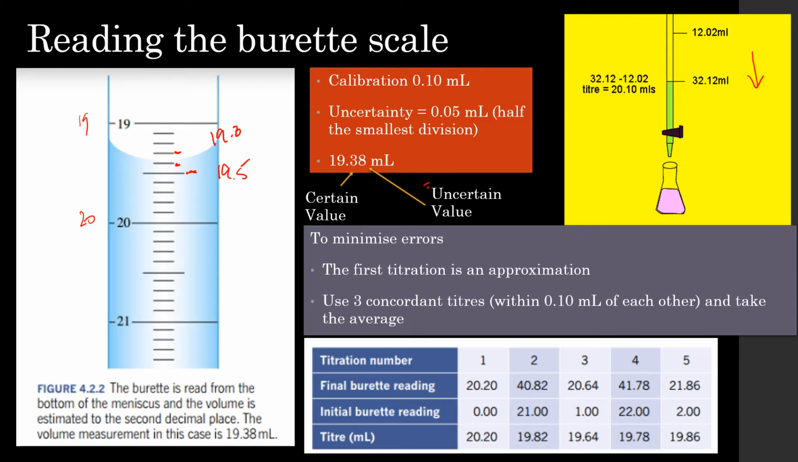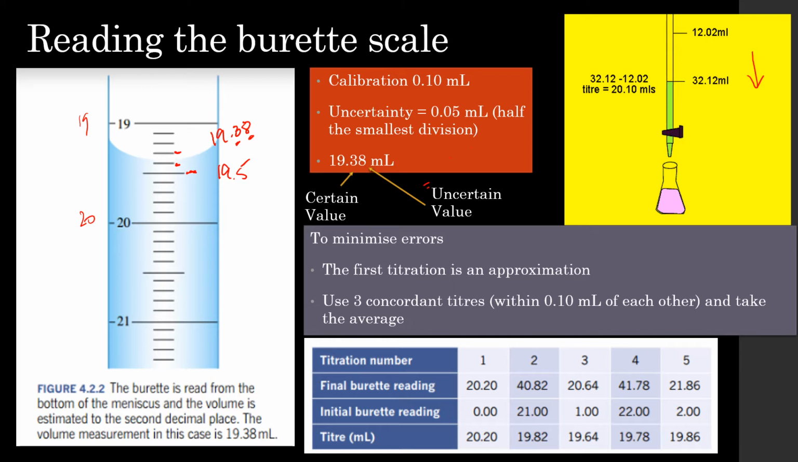What we will do then is just round off in this case, because it's not quite hitting the 19.4, so we'll just call it 19.38. So we have a certain and an uncertain value here. The burette is read from the bottom of the meniscus, and the volume is estimated to the second decimal place. So the volume measurement in this case is 19.38. This calibration is 2/10 of a mil. The uncertainty is generally 0.05, which is generally half the smallest division.